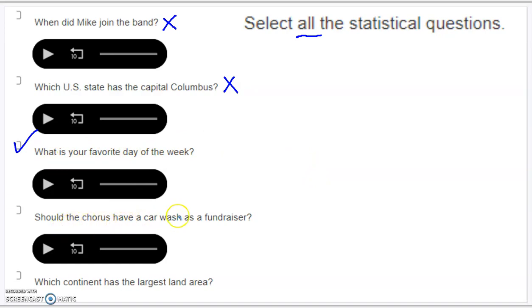Should the chorus have a car wash as a fundraiser? This one is going to still be no, even though there's going to be two answers. Some people will say yes, some will say no, but there's only two answers. That is not a wide variety. Which continent has the largest land area? Again, you might not know it. If you ask people, you might get a bunch of different answers, but that's not accurate.